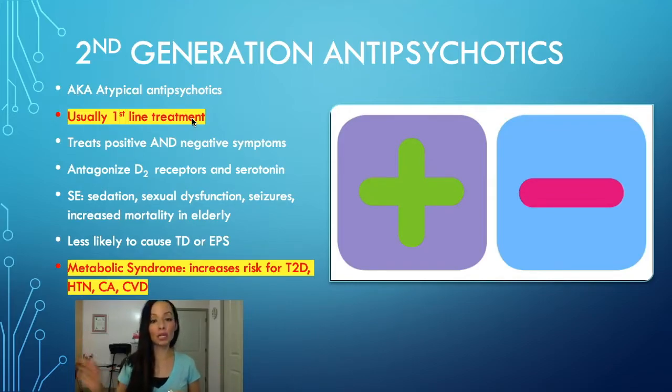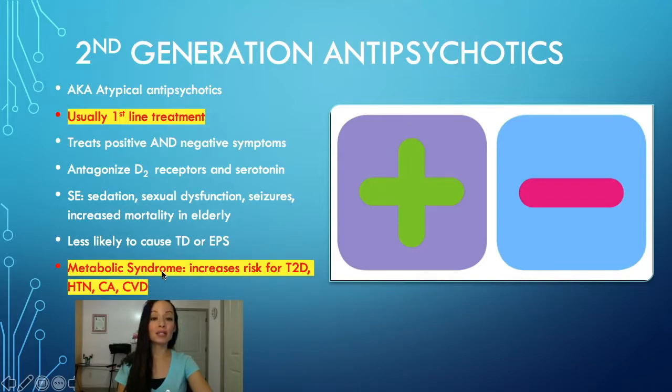I'm not going to say, oh, I'm going to give you some Haldol. No. What I would give this person is a second generation, so maybe quetiapine or maybe Zyprexa. Risperidone, right? Those are second generation antipsychotics. So I can't reiterate this enough. Second generation antipsychotics are usually the first line treatment. They treat both positive and negative symptoms. Now, the issue with second generation antipsychotics is that they're more likely to cause metabolic syndrome. So they're less likely to cause tardive dyskinesia or EPS, but they're more likely to cause metabolic syndrome.